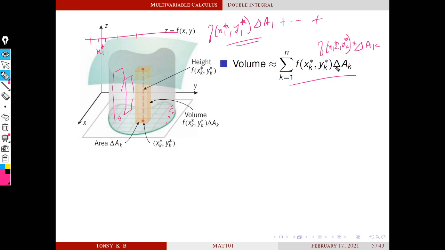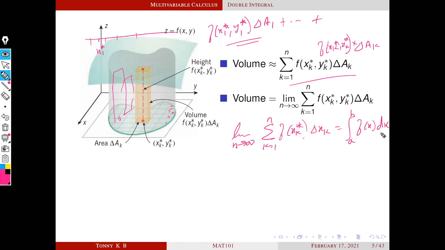Then how to improve this sum? We can improve the sum by taking smaller rectangles. If n is very large, automatically the size of each rectangle is very small. So the volume of this region is exactly equal to the limit as n tends to infinity of the sum from k equals 1 to n of f of xk star, yk star delta ak. This is the limit form of the volume between the surface z equals f of x, y and the region R.